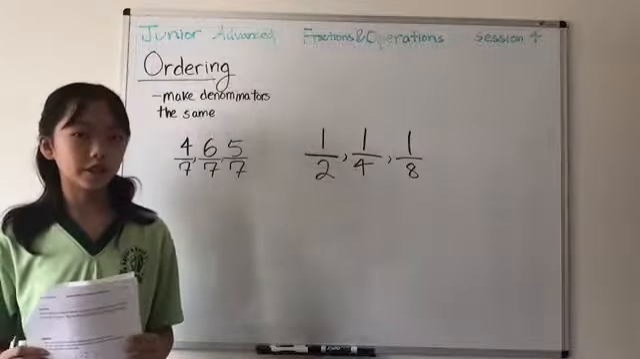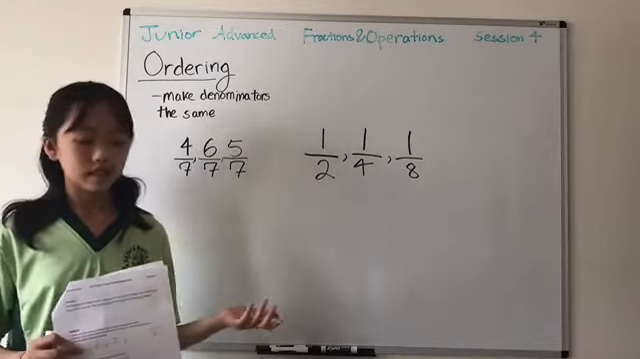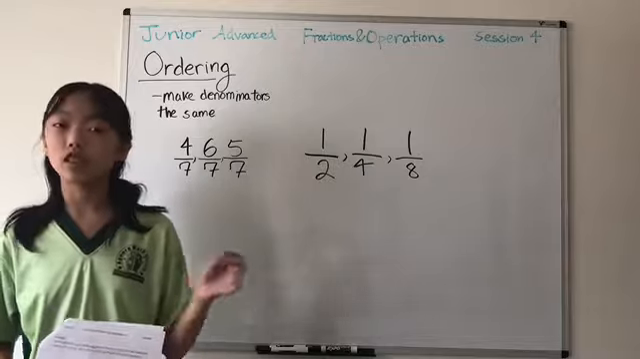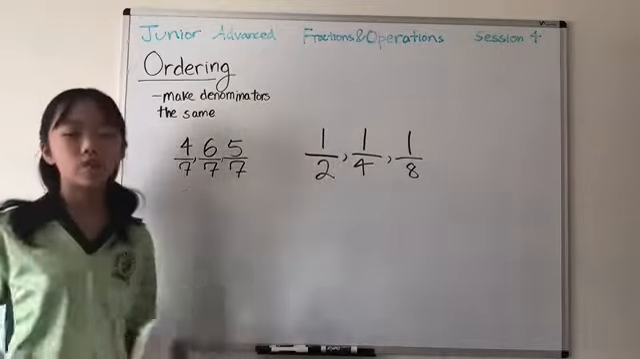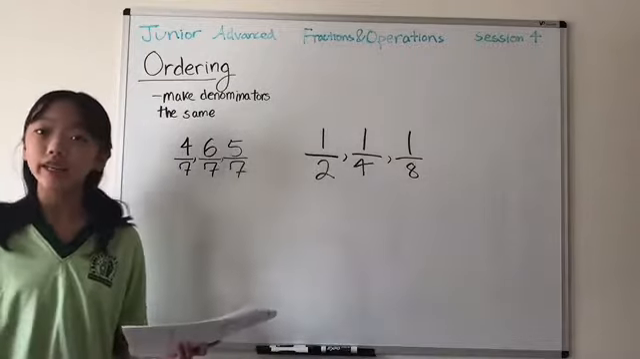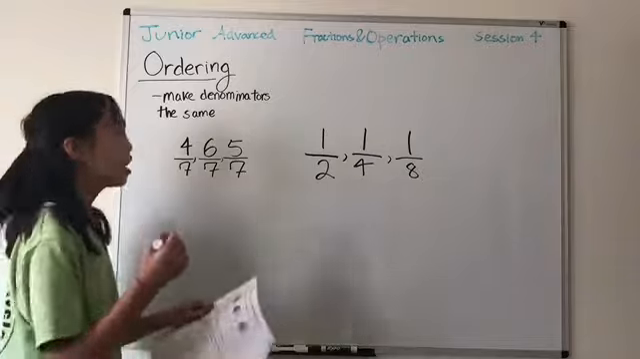Next, we're going to learn about ordering. So to order easily, you want to make sure that all of the denominators are the same. So if you look at this example, then we see that we don't have to do any multiplying or dividing because all the denominators are 7. So we can easily order this.